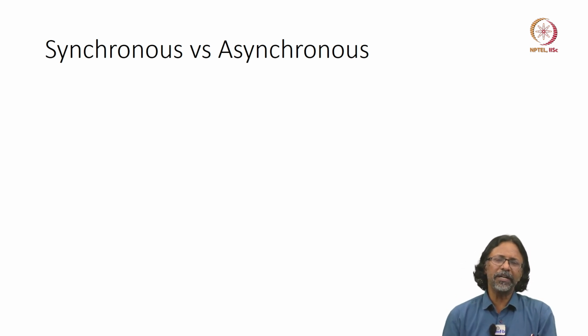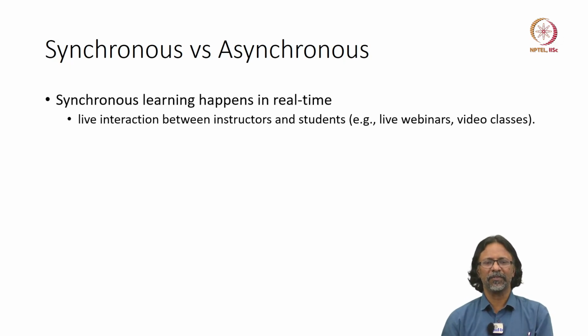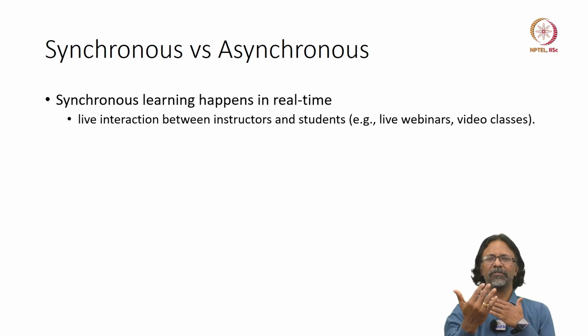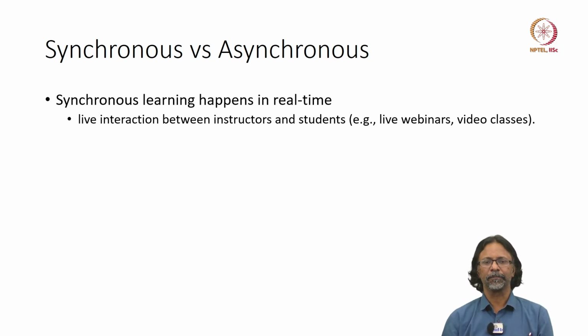And a very interesting dimension associated with online courses is this concept of synchronous and asynchronous learning. Right? Synchronous learning happens in real time. Right? One of the essential elements of synchronous learning is that the learner and the instructor are there at the same time, exchanging information and content, interacting with each other, okay?